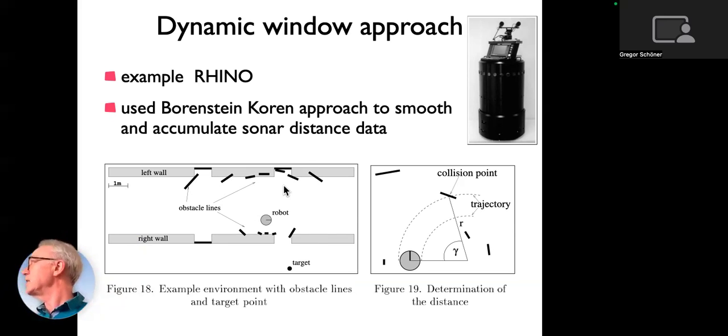And from each of these lines, it would compute the potential collision points, which speed it can go. So always this logic: which speed can I go so that I can still brake before I hit that wall, that estimate of the wall. And so there are some videos on the internet where you see that it would really drive quite fast along the corridor and then turn and go through the door to the target at impressive speed. And that was what made that famous.